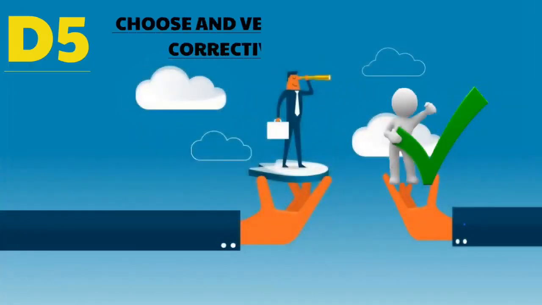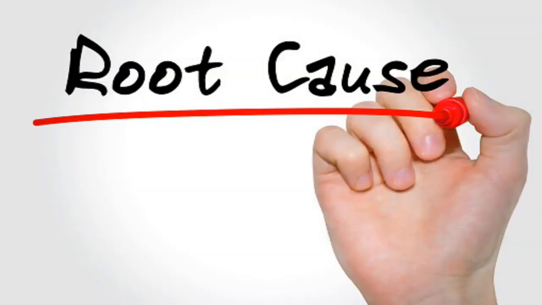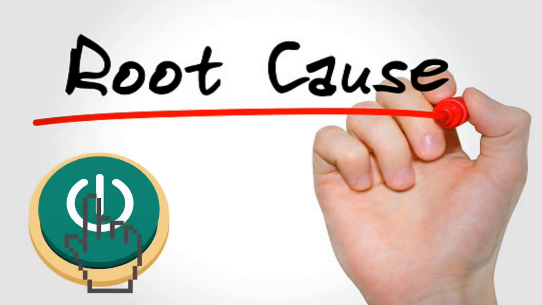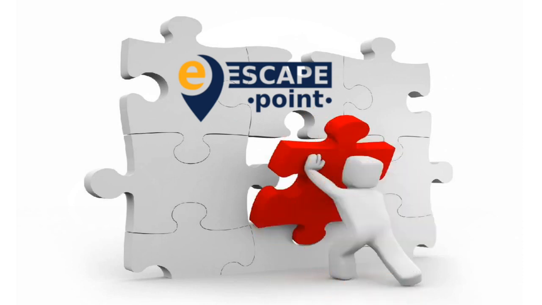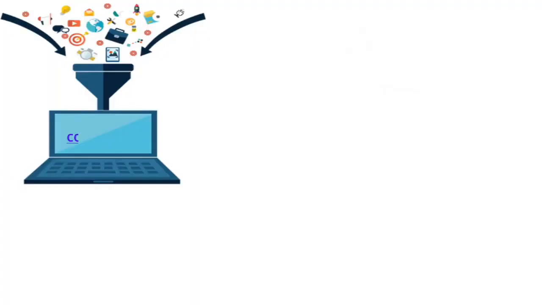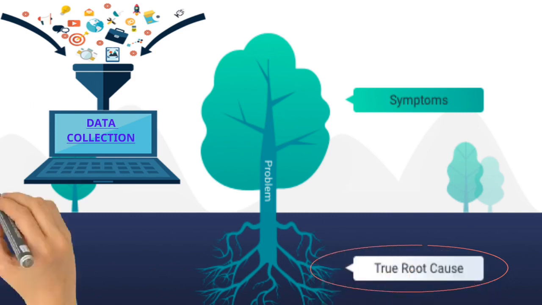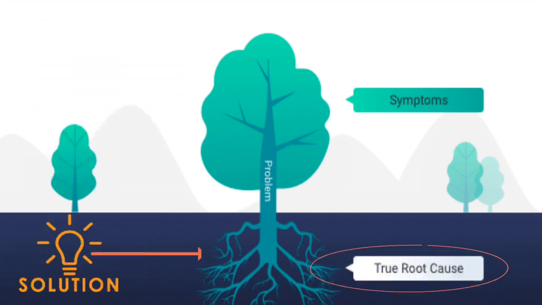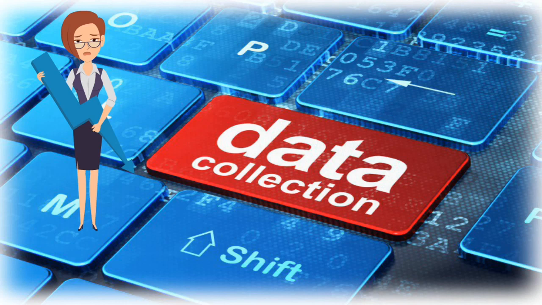Next step we look at D5. Choose and verify permanent corrective actions. Permanent corrective action to eliminate root cause is initiated. Corrective action to close the escape point also is initiated. While solving one problem, care is taken to avoid creating another problem. Once the data collection is properly done and root causes are identified properly, the solution identification is relatively simpler. If the data collection is not okay, then actions identified will not yield any result.